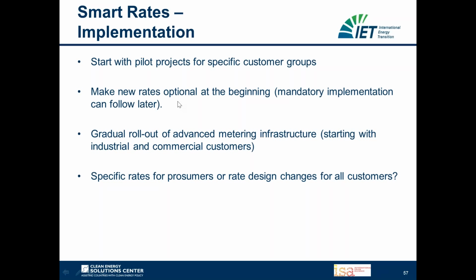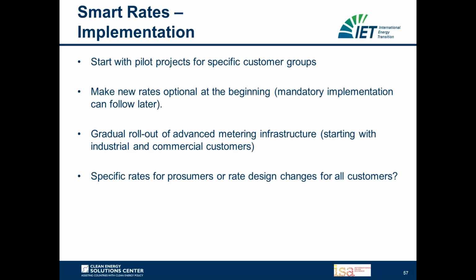It is also important to make these new rates optional at the start, and then maybe move to mandatory implementation at a later stage. We also saw that some jurisdictions have opted to making rate design changes only for prosumers, so only for people who have a solar PV system on their rooftop, and not yet for all electricity consumers. However, this might also only be the first step, and rate design for all customers will be necessary at a certain stage. And the gradual rollout of advanced metering infrastructure should, of course, also be planned in order to make these tariff options feasible.